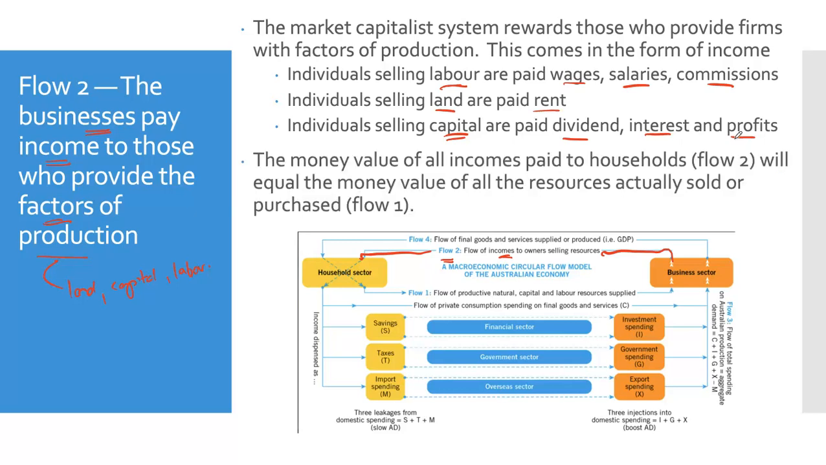Something to understand is that the money value of all the income paid to the households actually represents all of the resources actually sold. So all the money that went from households to businesses in flow 1 equals all the money and resources returned in flow 2. It probably makes sense.